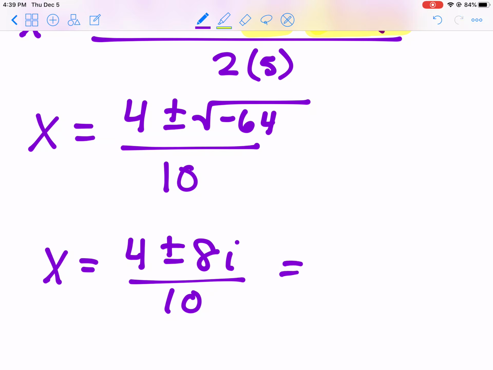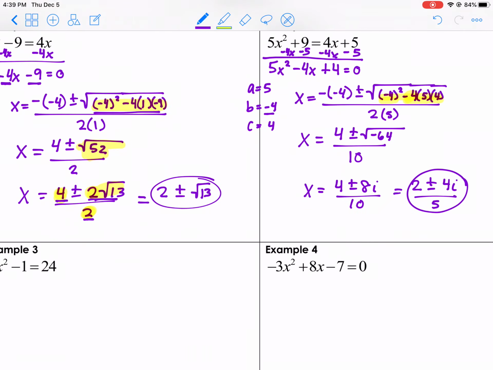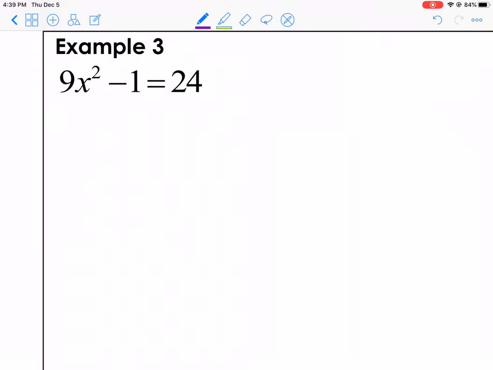So 4 divided by 2, that's 2. 8i divided by 2, that's 4i. And 10 divided by 2 is 5. Okay. Looking at example 3, I recommend that right here you pause the video and you try this one by yourself.